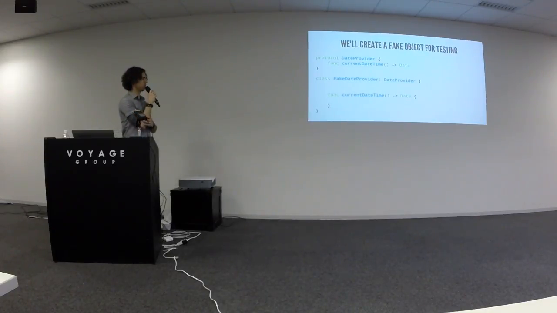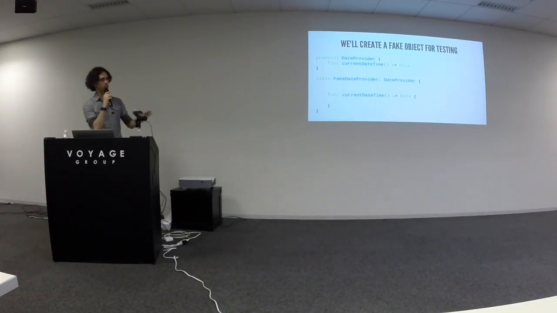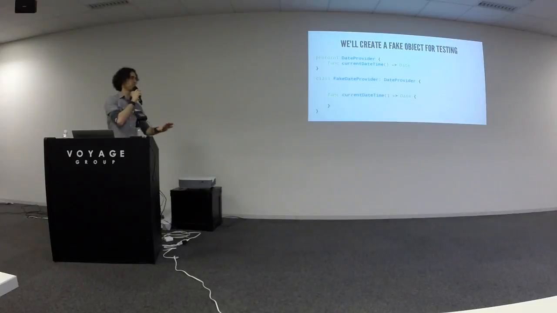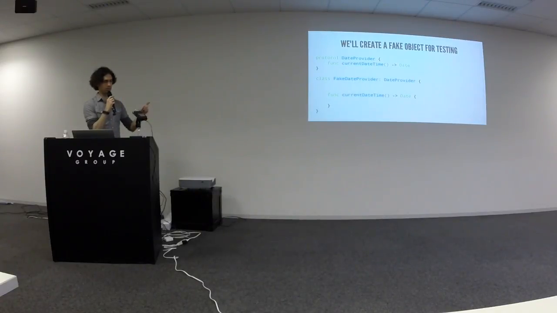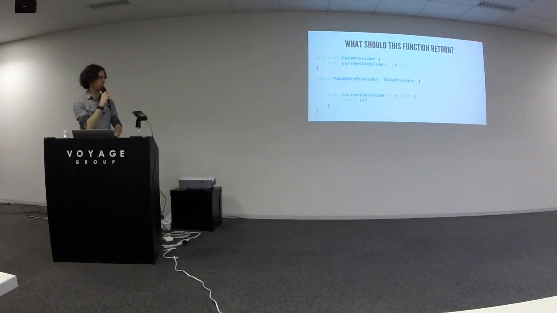And for this, we're going to need a fake object or a mock object to use in our test. So we're going to create, in our test target only, our fake date provider that implements this protocol. And we need to return something from the current date time method that returns a date, right? So we're just going to fill this in with return something.